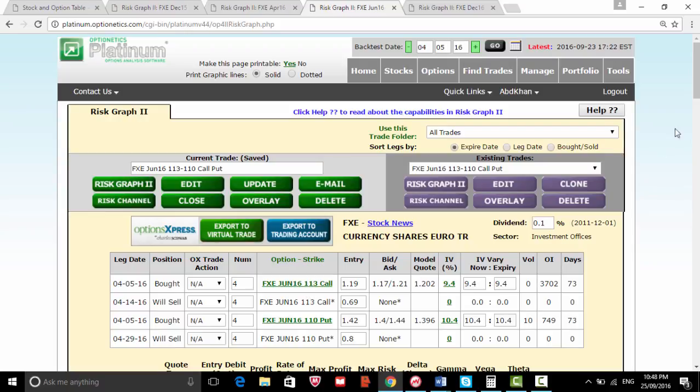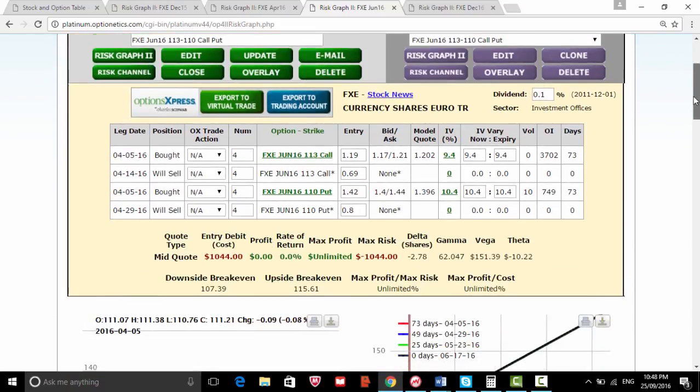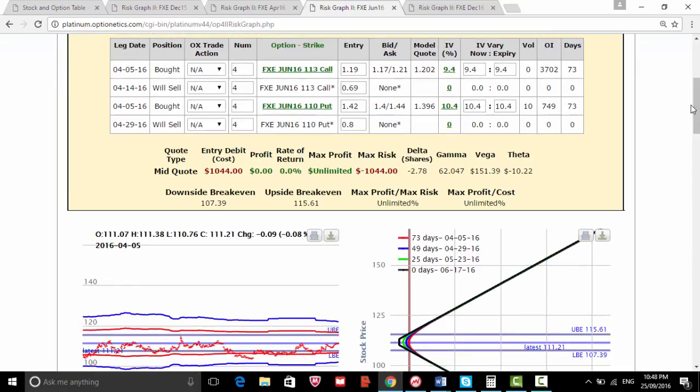Okay, so if we go down and see when these options expire, we have about 73 days before these options expire. The position cost us $1,000 roughly. So this position on a single contract would have been roughly around $250.